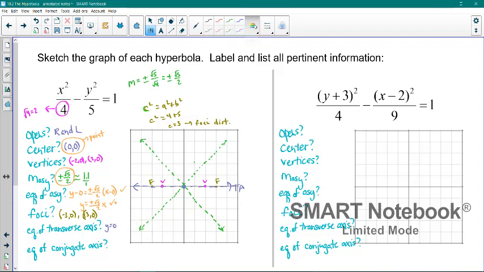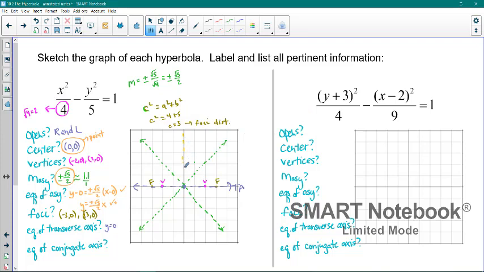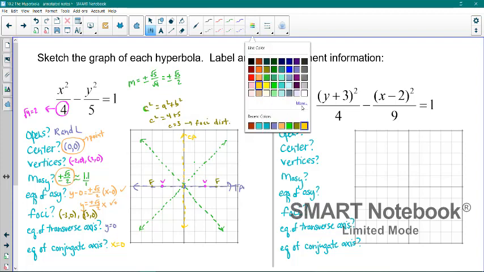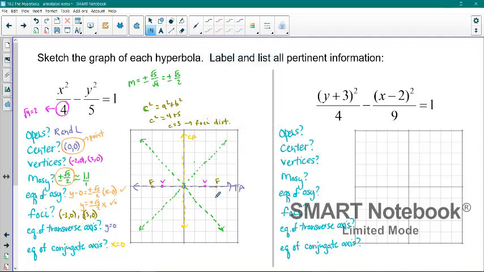And then we have our conjugate axis, which is passing perpendicular to the transverse axis through the center. There's my conjugate axis. Vertical line, x equals 0. We still have not drawn the actual hyperbola. We're about to. I lost my pink. There it is. All right.